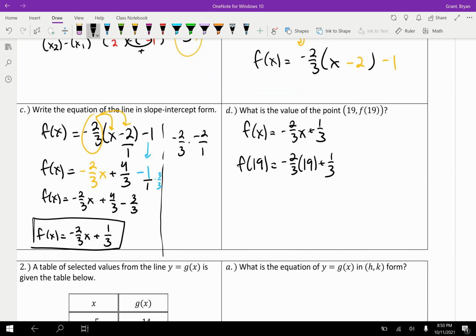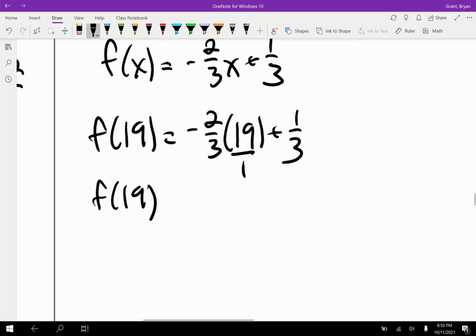Now, hopefully you have a calculator. That's probably the easiest way to do this. However, if you don't have a calculator, we can do it by hand. We'll put 19 over 1. So f of 19, I'll zoom in here. We multiply straight across. Negative 2 times 19 is negative 38. 3 times 1 is 3. Then we have to add 1/3.